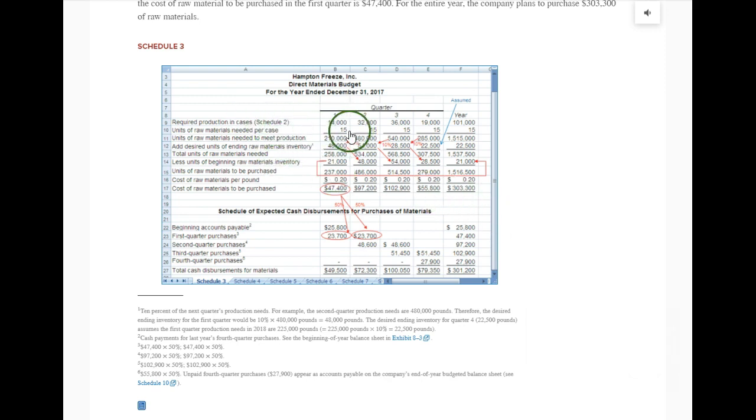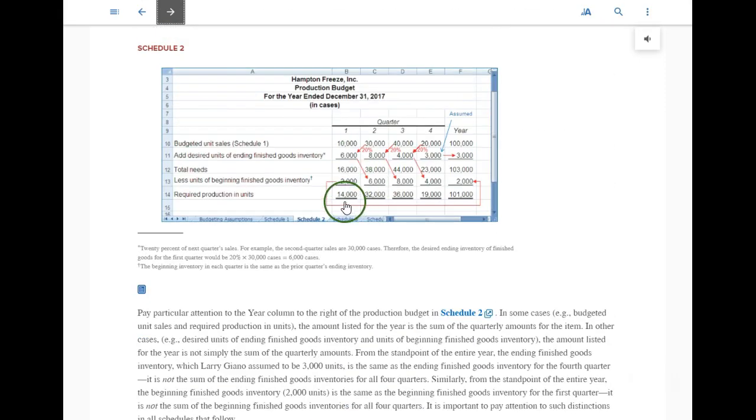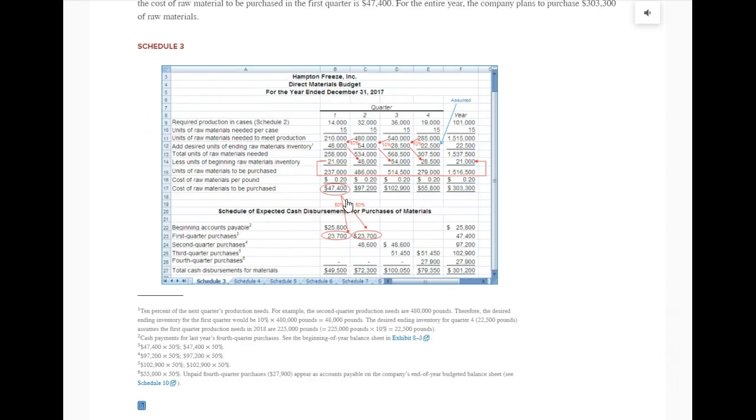We need to have 14,000 cases. This 14,000 comes from schedule number 2. Let me scroll up a little bit for this one. Here's the 14,000. We're going to produce 14,000 cases, units. We need 15 units of raw materials per case. I think that was 15 pounds of sugar. And so we need 210,000 units of raw material.